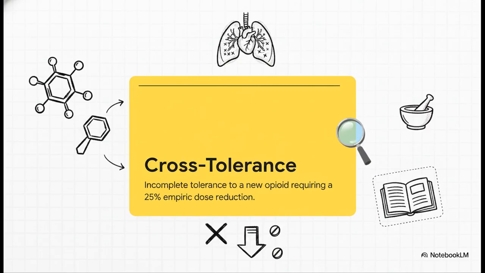I want to pause here for a second to highlight the clinical why behind the math. What exactly is cross-tolerance? Well, it means that even if a patient is highly tolerant to their current opioid, that tolerance is incomplete when you switch them to a brand new opioid molecule. If you give them a mathematically 100% equivalent dose of the new drug, it might hit their receptors way too hard and actually stop their breathing. Therefore, we necessitate an empiric dose reduction, usually 25%, to prevent respiratory depression. The NAPLEX tests this specific reduction heavily.